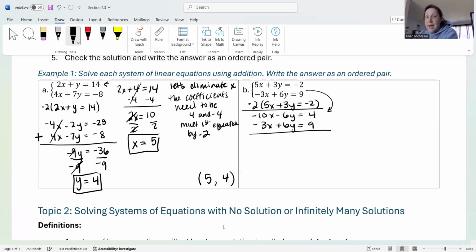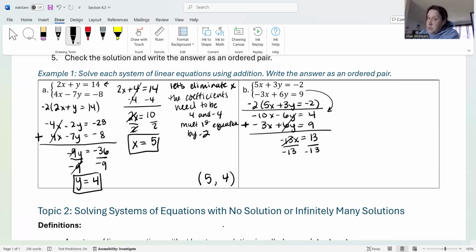So when I go to add the two equations, well, negative 6y plus 6y is just 0. Negative 10x minus 3x is negative 13x. Negative 13x plus 0 is just negative 13x. And then 4 plus 9 is 13. I could divide both sides by negative 13. That'll undo the multiplication of x and its coefficient.